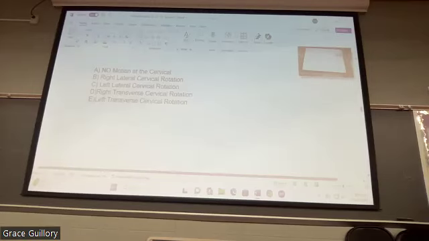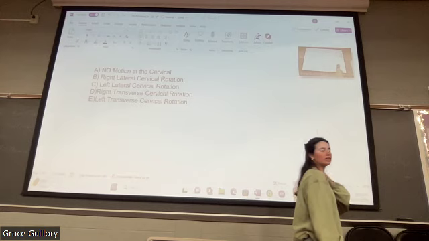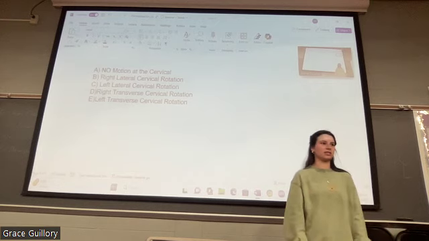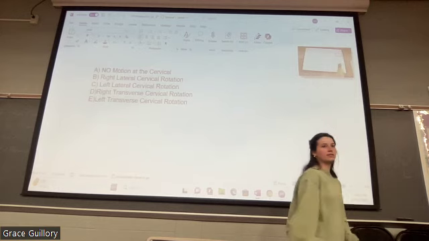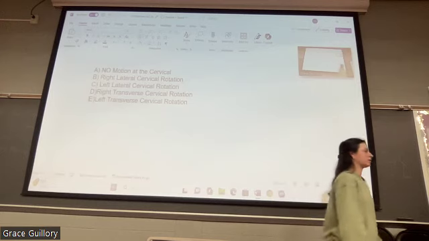Hey, are y'all ready? Okay, so what was my starting position of my cervical? Yes, it would be right transverse since my chin is looking at my right shoulder. And so if this is the motion, what's the final position here? Anatomical, correct. So if we had right transverse to anatomical, what motion must happen? Yes, it would be left transverse cervical rotation. Great job, guys. Really good job.